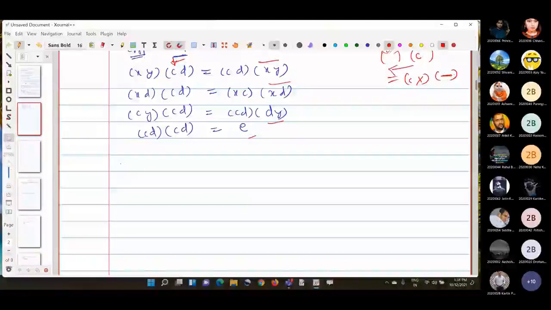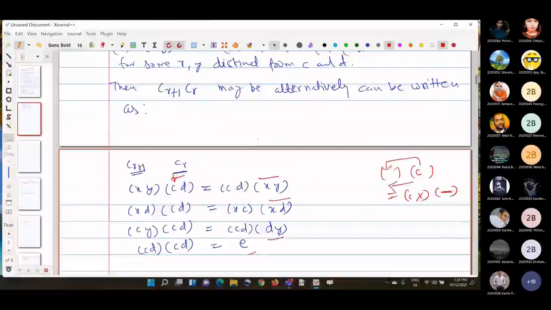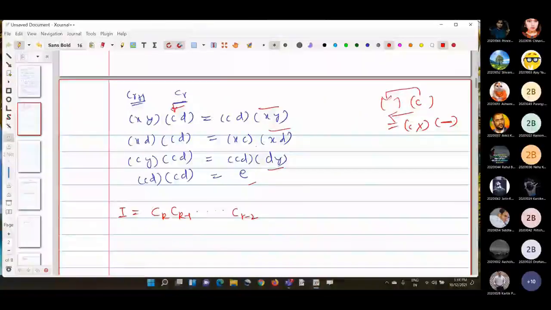So what have we done until now? This identity equals CK and then CK minus one and so on, and then we have CR minus two, and then here we have CR. Okay, CR plus one. CR plus two is there, and then CR plus one would be there. And there are this many possibilities. And then we have CR plus one, and then we have CR minus one, C two and C one. So what we have done is find an alternate way of writing this product.